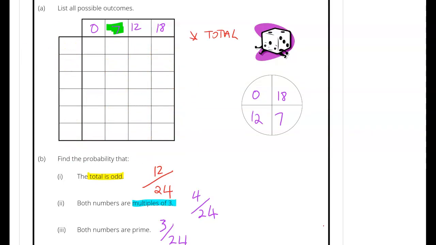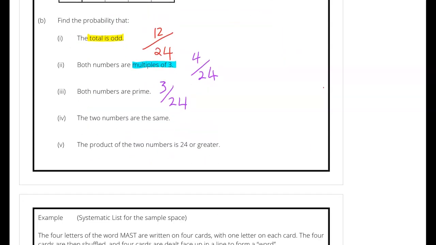If I roll the die, that's got the numbers 1, 2, 3, 4, 5 and 6, and I've got the numbers 0, 7, 12 and 18 on my spinner. Am I ever going to get 2 numbers the same? Yes or no? No, because all the numbers on the spinner are different to all the numbers on the die. So that probability is going to be what? 0.